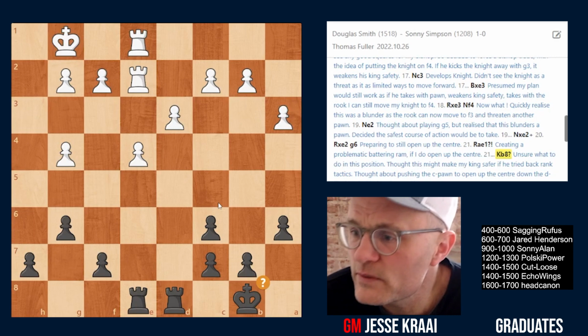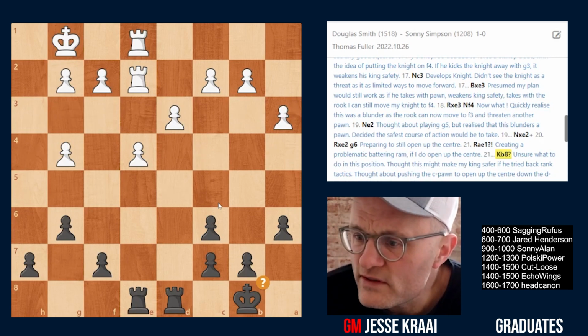Definitely terrible. Now let's read what you say. Unsure what to do in this position. Thought this might make my king safer if he tried back rank tactics.